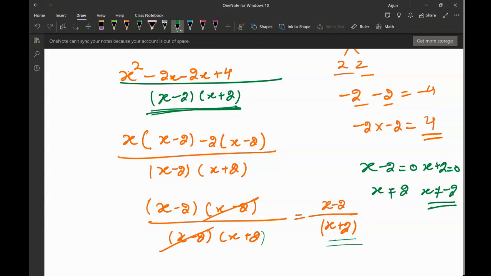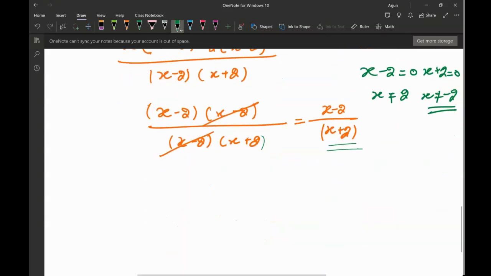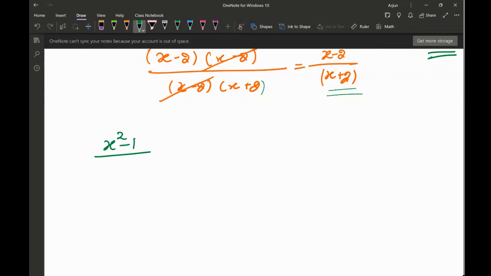All right, so let's look into another question. So the next question is x square minus 1 upon 1 minus x. And in this, if I simplify the top, it will be x minus 1, x plus 1, upon 1 minus x. Now what can I do to the bottom so that I can cancel something out? So what I'm going to do is I will take a negative from here.